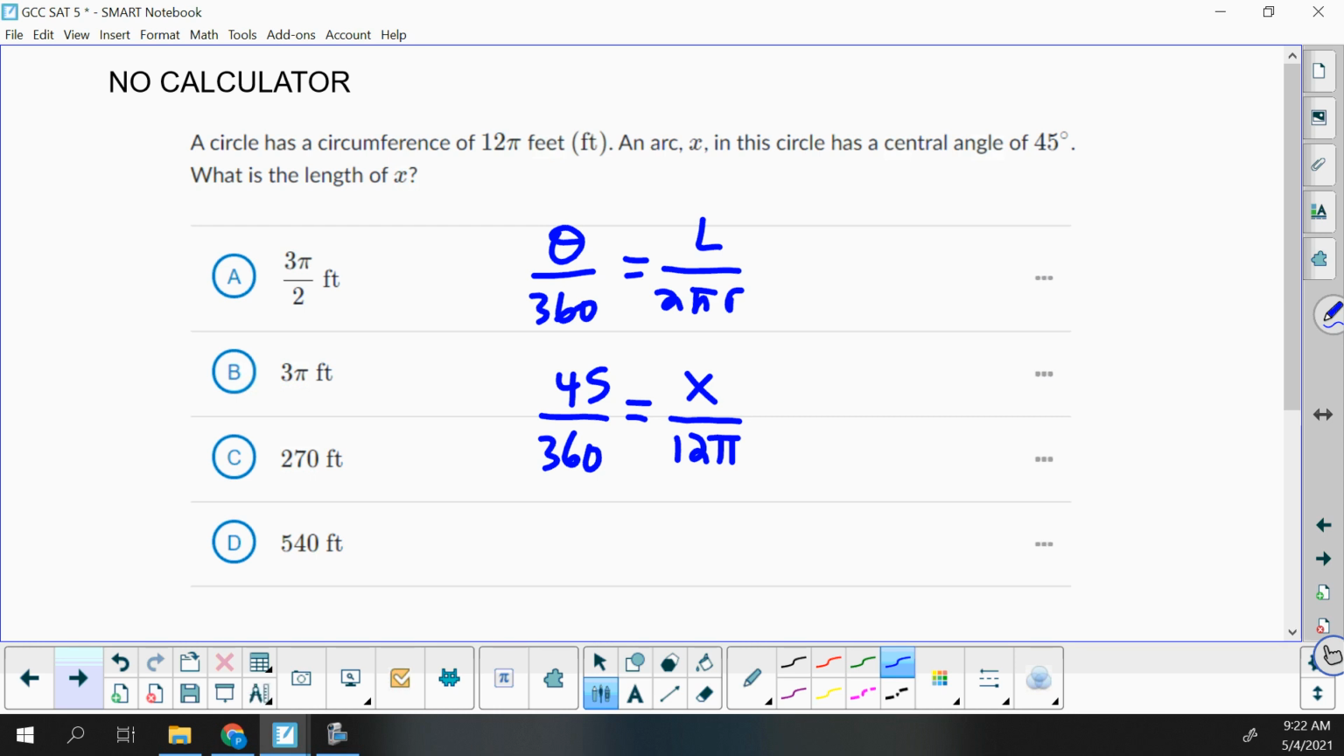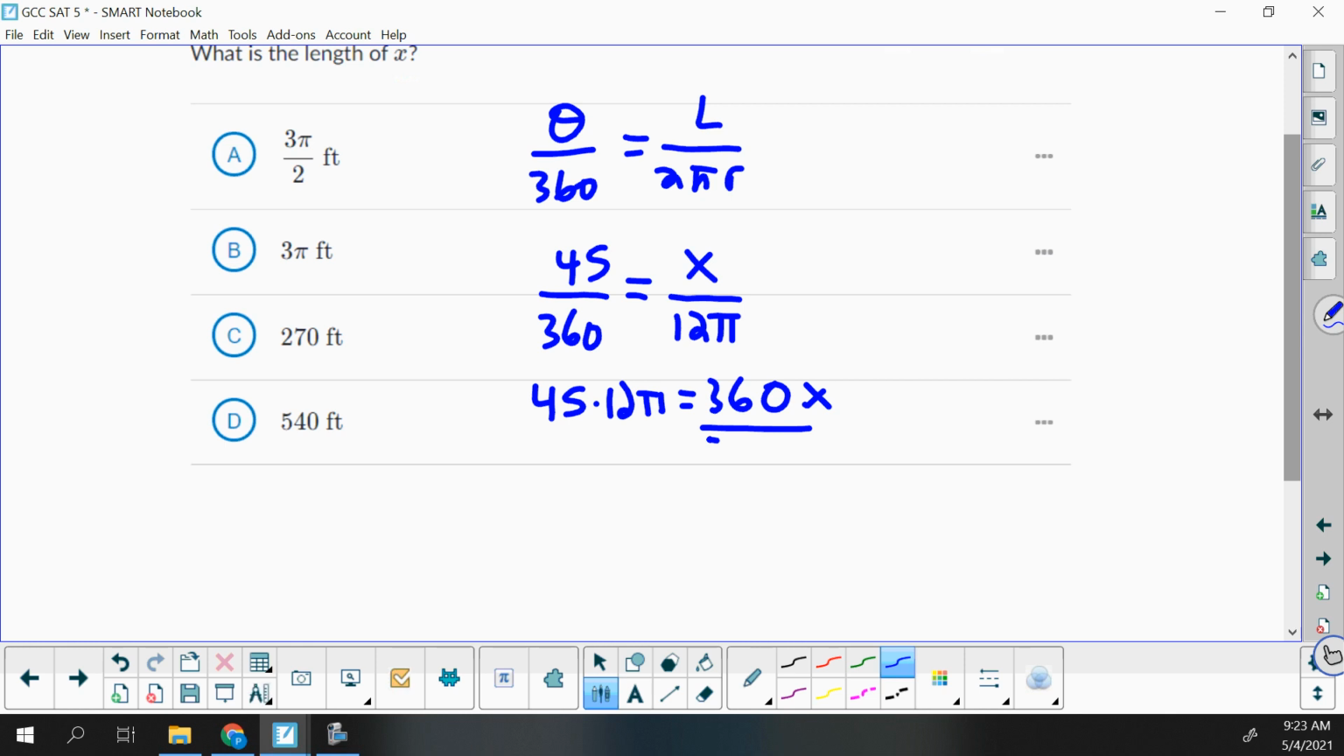So it might be tough to reduce 45 over 360. Okay, if you can reduce it, go for it. But I'll show you another trick here. Let's say we go to cross multiply. We're going to cross multiply, but not actually multiply it out. So then we'll divide the 360 over. So we'll have 45 times 12 pi over 360. And that's equal to x.